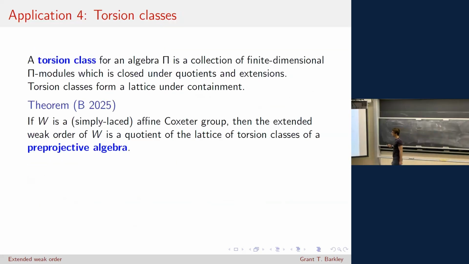So one more application. This is probably the least familiar to people in the audience. So this is an application to representation theory of algebras. What we can do, if we're given an algebra, usually a finite dimensional algebra, but actually not in this case, is define something called a torsion class. This is just going to be a collection of finite dimensional modules which is closed under taking quotients of a module and taking extensions. If I look at these torsion classes, they're sets of modules. I can think about containment order on these sets, sort of like extended weak order is containment order on the biclosed sets. And it's known that the torsion classes form a lattice under containment.